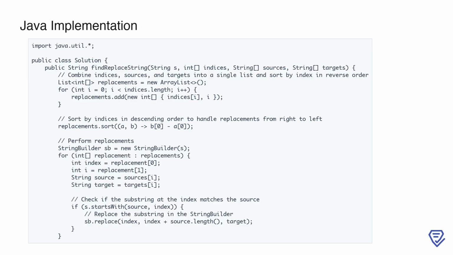Next, we sort this list in descending order based on the indices. Sorting in reverse order ensures that we process replacements from right to left, which prevents earlier replacements from altering the string in a way that would interfere with later ones. After sorting, we move on to the main logic where we iterate through the list and check if the substring at the given index matches the corresponding source string. If it does, we use the StringBuilder's replace method to substitute the matching substring with the target string.